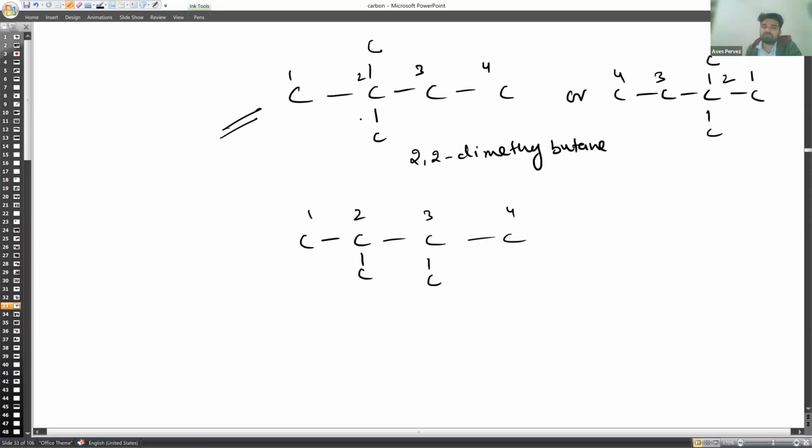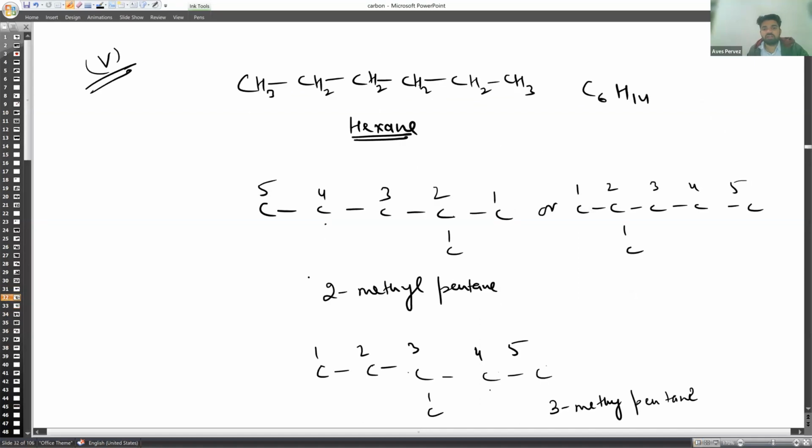This one is at 2 position, and this one is also at 2 position, so we write 2,2 dimethyl. Here we have at 2 and 3, so we write 2,3 dimethyl butane. Got it? Yes, sir. So 2 in the previous one and 3 in the previous one.